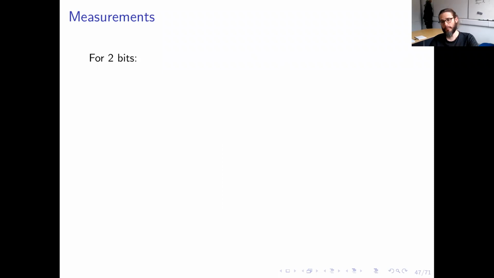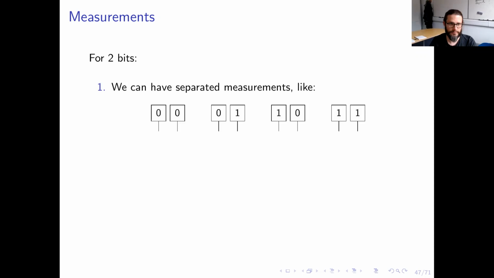For 2 bits, things get more interesting. There's a lot more questions I could ask about 2 bits than 1 bit, or even asking about each bit individually. So like states, we could have separated measurements. Okay, we could ask, well, what is the value of my first bit? What is the value of my second bit? That has 4 answers, right? So corresponding to each of the 4 possibilities that could happen.